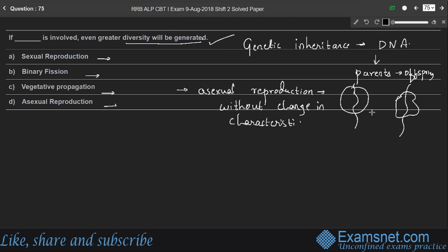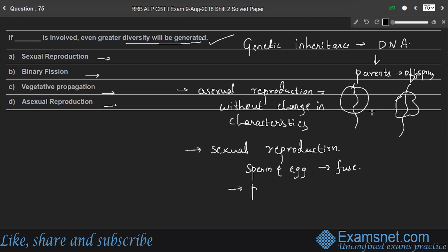In asexual reproduction, whereas in sexual reproduction it involves the fusion of sperm and egg, which contains a different combination of genes of the parent organism. Hence, sexual reproduction provides greater diversity.